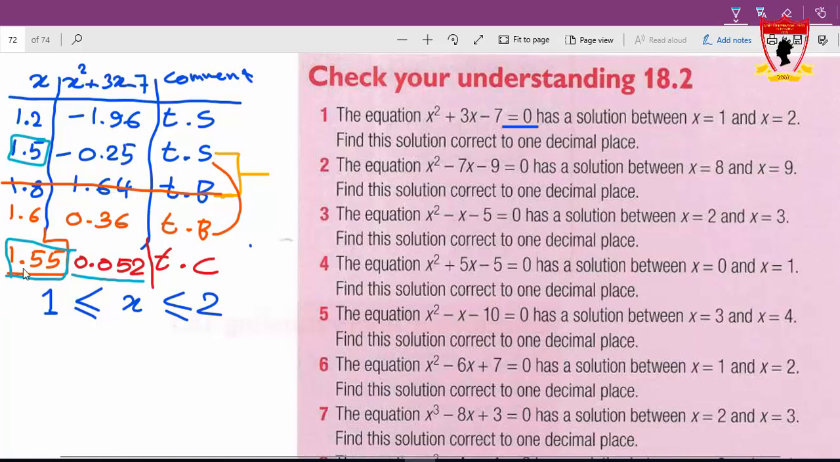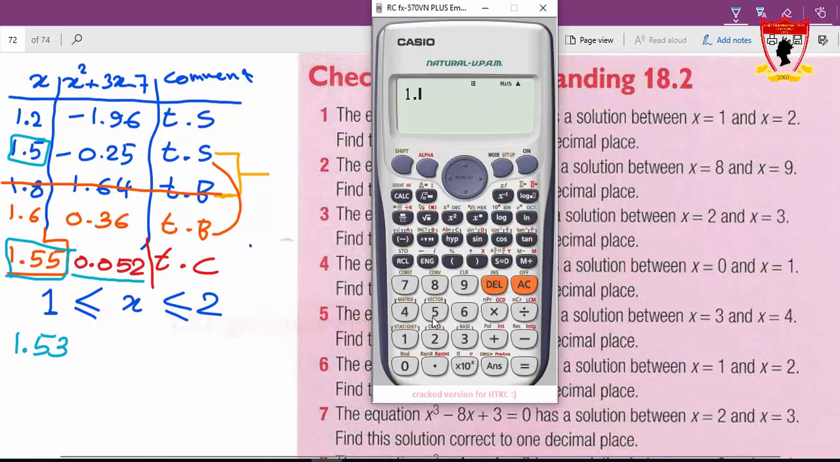Between 1.5 and 1.55, this time we're going to pick 1.53, let's say. Let's try this number. Then 1.53 power 2, according to the equation, which is x squared plus 3 times x minus 7. Then we have 1.53 squared plus 3 times 1.53. Then the result minus 7.